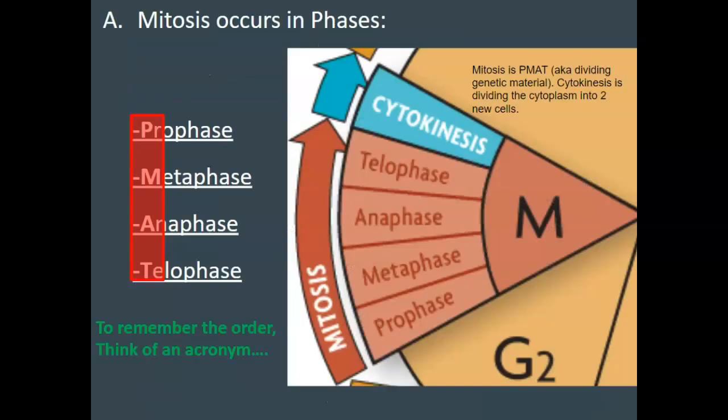Mitosis occurs in 4 phases: prophase, metaphase, anaphase, and telophase, or PMAT. Okay, at the very end, there is cytokinesis, technically not part of mitosis, it's separate, and that's when the cell actually physically divides. So mitosis is essentially these things getting ready for the division, but cytokinesis is the actual division.